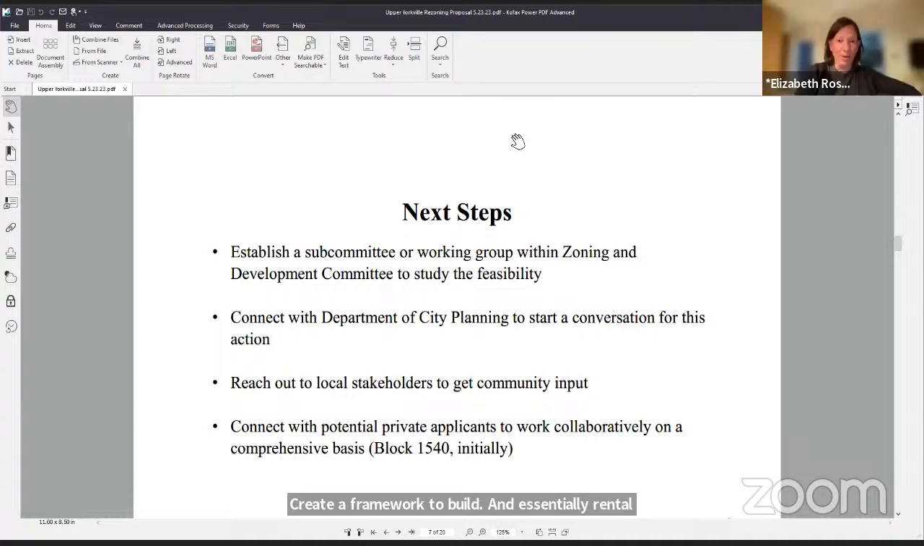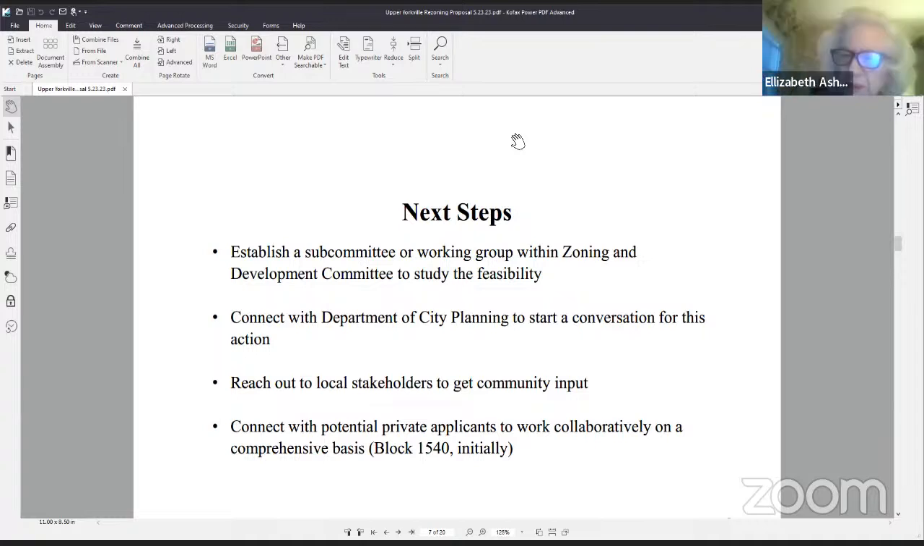Got it. Thank you. And for anybody who has not read the New York Times articles about affordable housing in Vienna, I highly recommend taking a look. Thank you, Elizabeth. Craig?